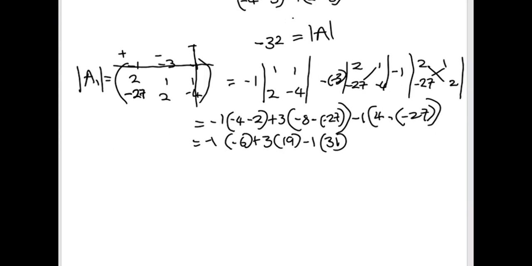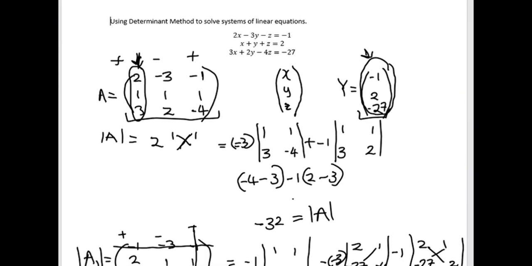Okay, so -1 times -6, please, this is 1. This +6 plus 3 times 19 is 57, minus 31, so this is 32 for an answer. Then I'll go back to get the determinant of the second augmented matrix. Now I'm through with the first step. I'll move back to the second column. Place this column with my Y matrix.